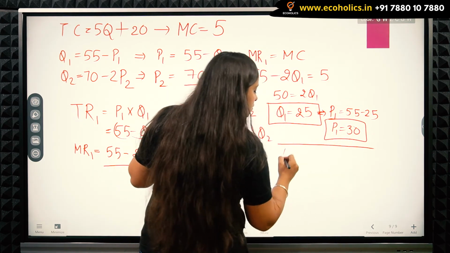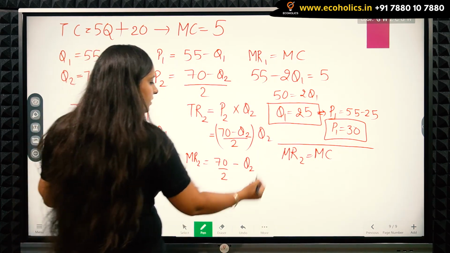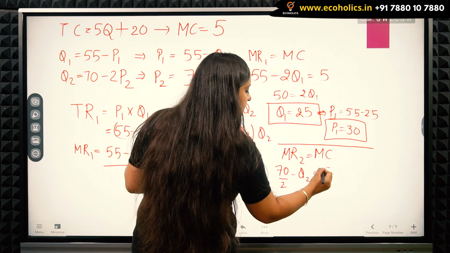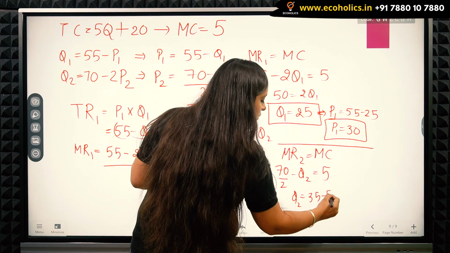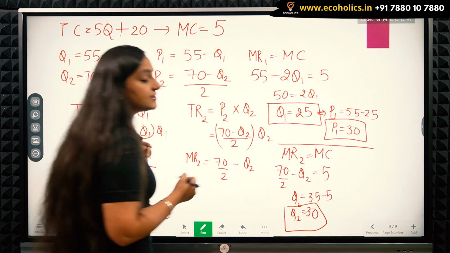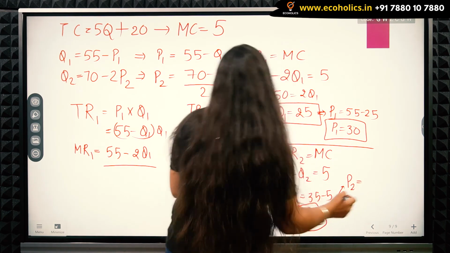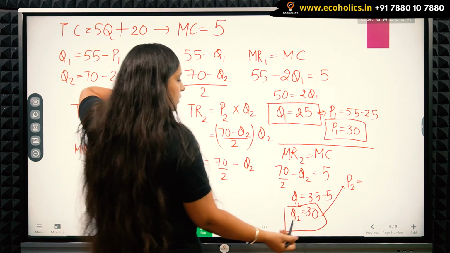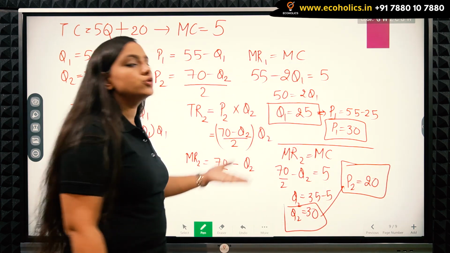Now I equate marginal revenue of the second market with marginal cost. So 70 by 2 minus Q2 equals 5, which is 35 minus 5, so Q2 equals 30. This is the quantity the monopolist will sell in the second market. Corresponding to it, the price in the second market is 70 minus Q2 upon 2, so 70 minus 30 is 40, and 40 by 2 is 20. So those are the prices in the second market. This is the solution to this question.